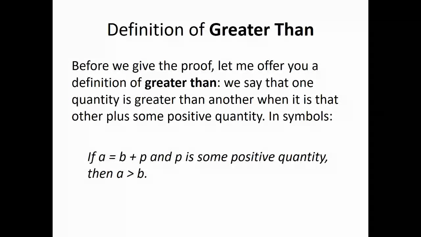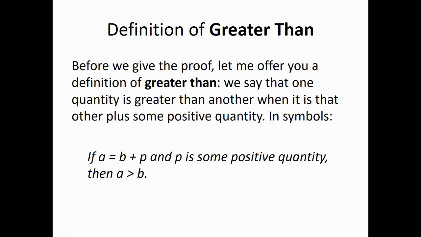Now, to be able to do this, I have to offer you another definition. And the definition is the definition of greater than. It says that one quantity is greater than another when it is that other plus some positive quantity. So in symbols, it says that if A is equal to B plus P, and P is some positive quantity, then A has to be greater than B. I mean, this makes perfect sense, right?